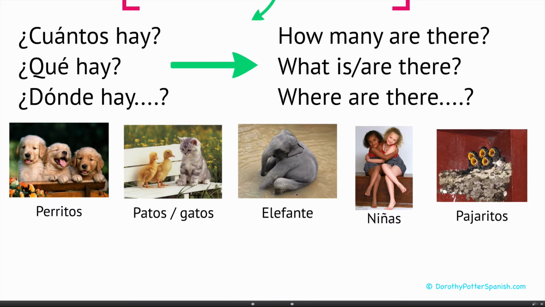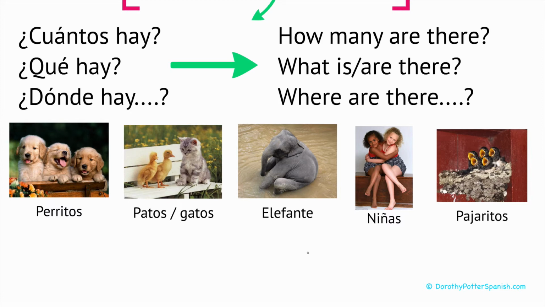Elefante. ¿Qué hay? Hay un elefante. ¿Cuántos elefantes hay? Hay un elefante. ¿Dónde hay elefantes? Hay elefantes en Africa. And I keep using this word en, which means in or on. En. Hay elefantes en África.